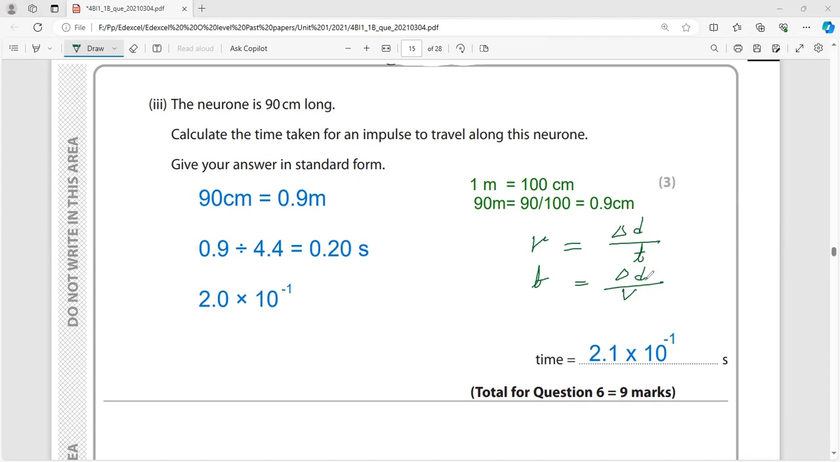So we're going to put the distance here. The distance is 0.9 meter, divided by the velocity, which is 4.4 meter per second. Now this meter will cancel with this meter, and if you solve that, it becomes 0.20 second. If you write it in standard form, the point will move in the right direction, and that will become 2 into 10 raised to power minus 1 second. Hope you got the idea. We're going to proceed to the next question here.